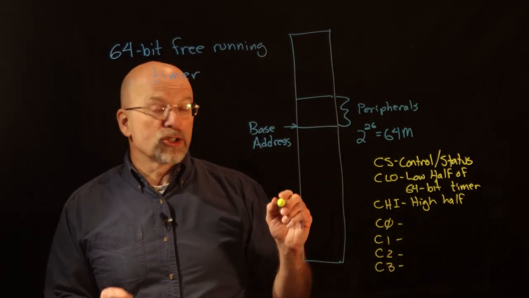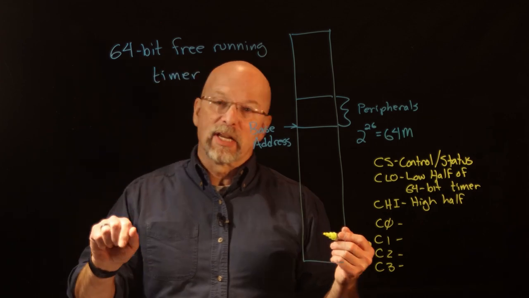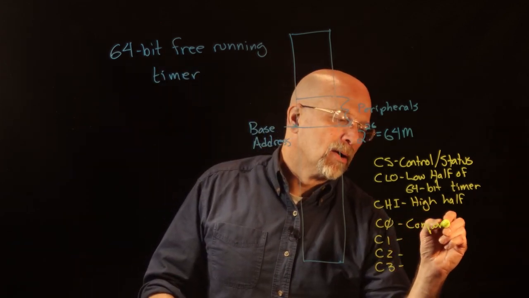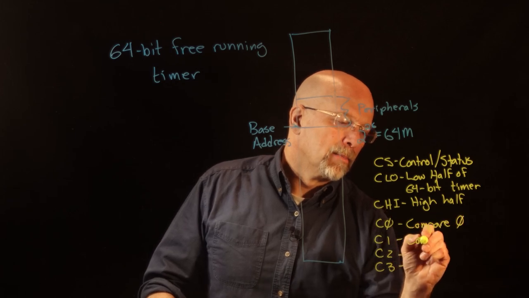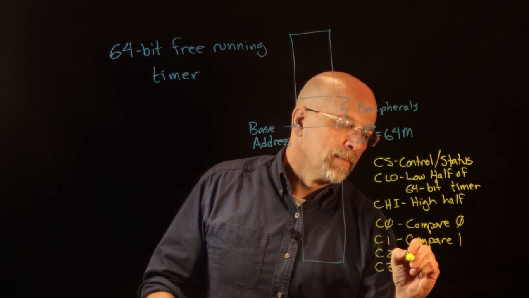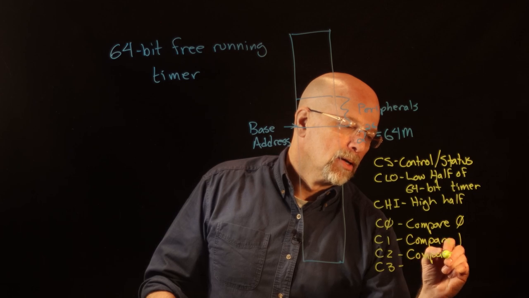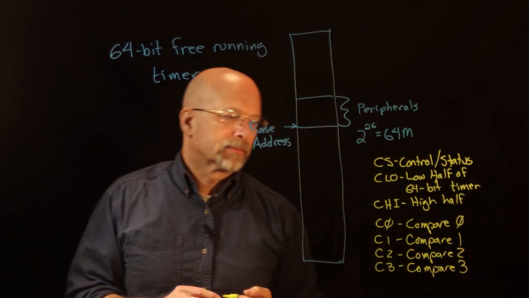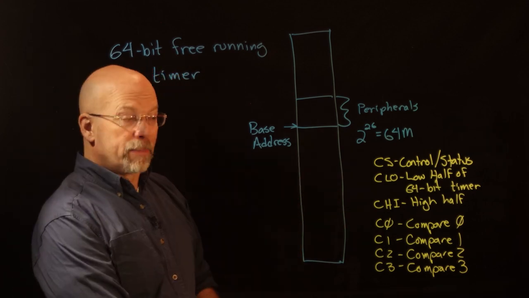Now, these registers are referred to as compare registers. Each one of them is 32 bits. So we have compare 0, compare 1, compare 2, and compare 3. All right. There you go.